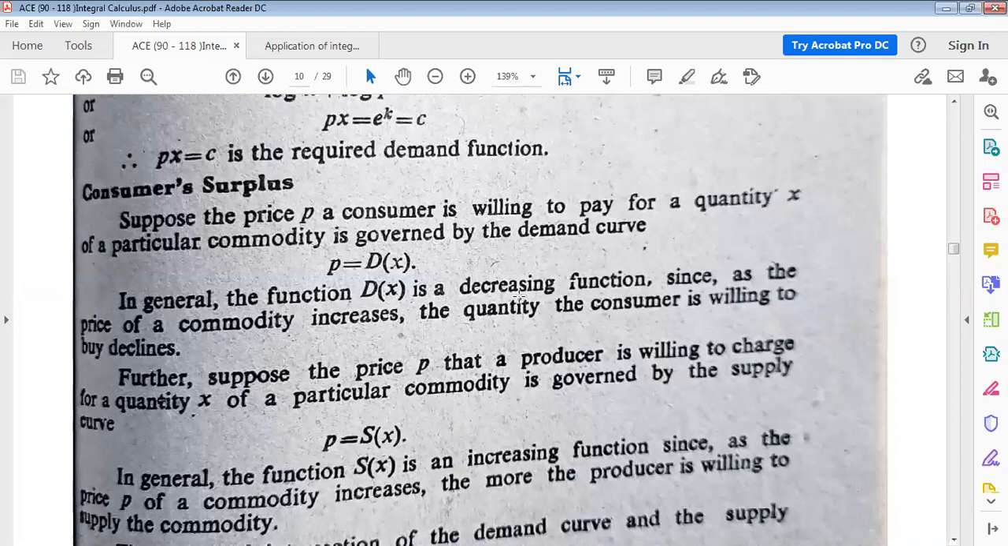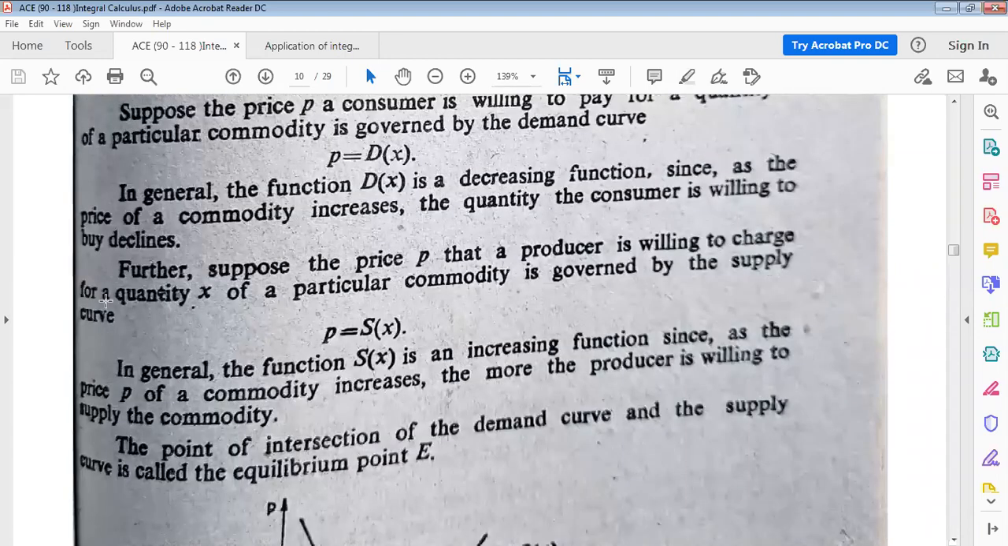In general, the function D(x) is decreasing, since if the price of the commodity increases, then the demand will decrease. This is natural. The quantity the consumer is willing to buy declines. Further, suppose the price P that the producer is willing to charge for a quantity X of the commodity is governed by the supply function. The demand function is related to the consumer, and the supply function is related to the producer. In general, the supply function is an increasing function, since as the price P of the commodity increases, the more the producer is willing to supply.